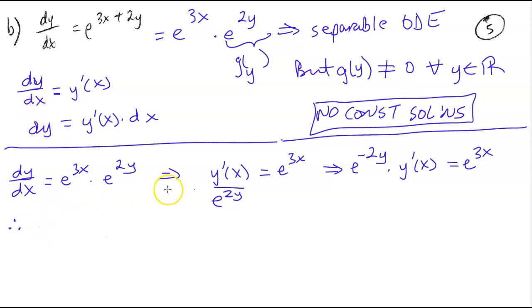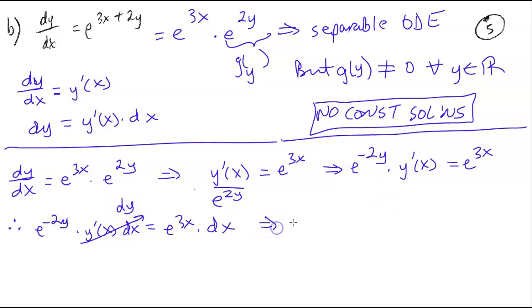And then from there, if I multiply both sides by dx, then I'll have e raised to the 2y times y prime dx equals e raised to the 3x dx. And all of this is just a fancy way of saying dy. So what we end up with is this situation here.